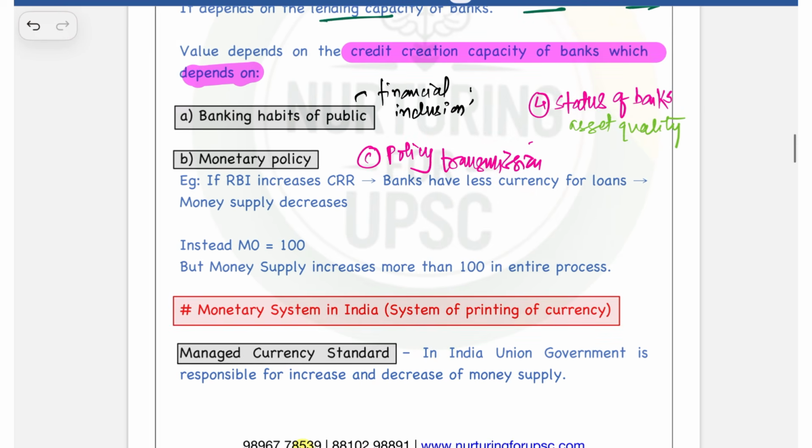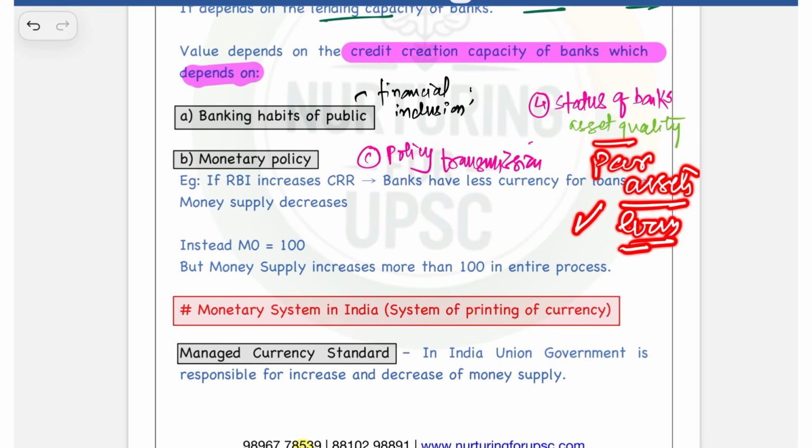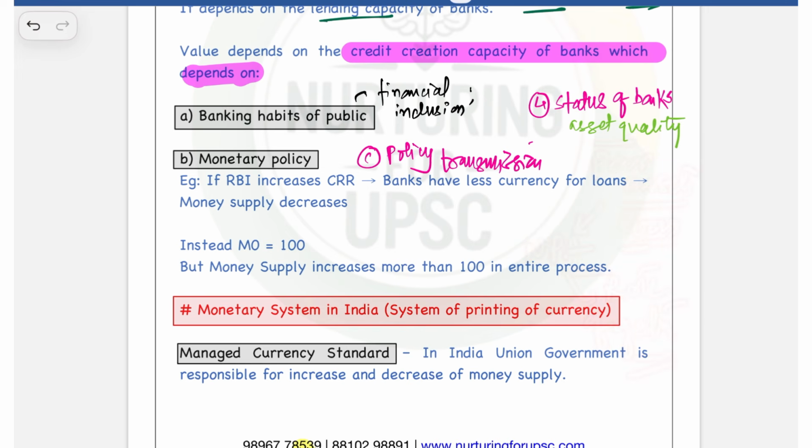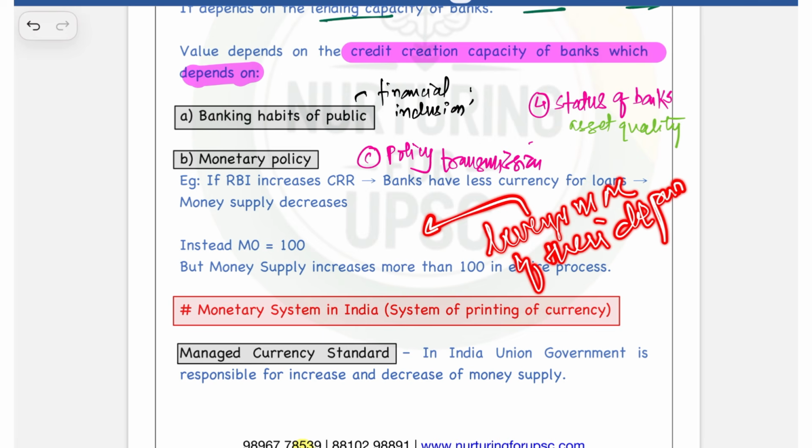If the banks have very poor asset quality, what are assets of a bank? Loans. So if the loans given by banks are poorly performing, meaning they are NPAs, meaning they have the risk of not getting paid, then banks run the risk of going bankrupt. That's why the status and quality of banks has the greatest role in the credit creation capacity of the banks. If banks have good balance sheets and cleaner records, they can leverage more of their deposits into lending, and thus there will be more credit creation.